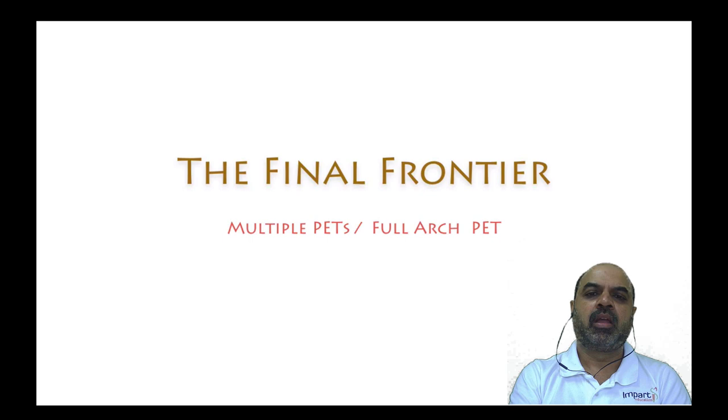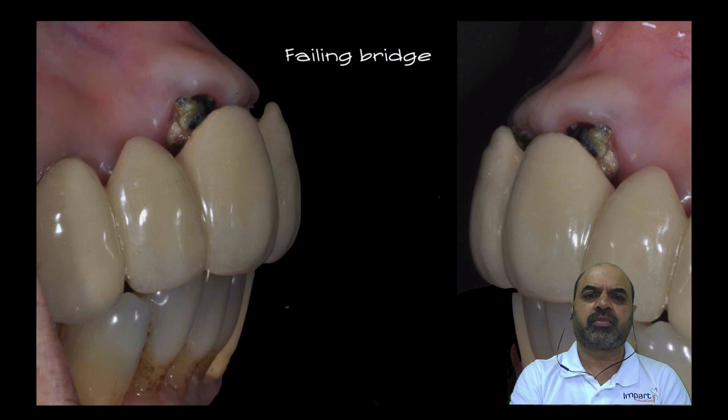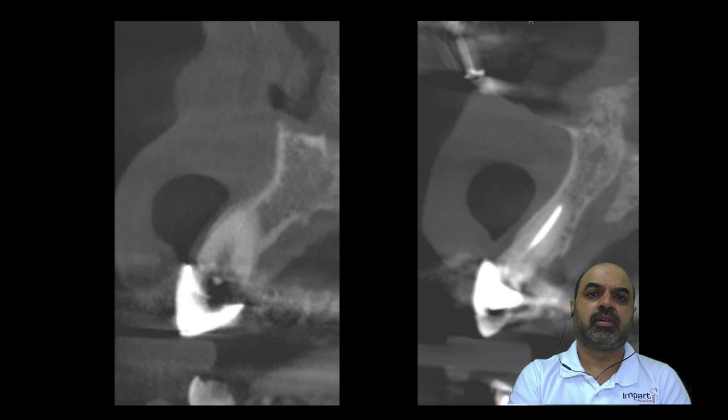Cases like this where there's a bridge failing in the anterior maxilla, and we know this from past experience that if we extract these teeth and try to augment the site and go ahead and do implant supported restorations in these particular cases, it's quite a challenging situation to be able to achieve a classical FP1 prosthesis here.